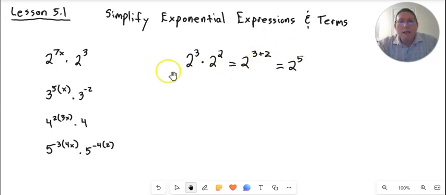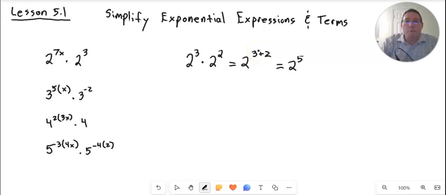So when we multiply 2 exponential terms that have the same base, then what we can do is we can actually take both of their exponents and we can just add them together. So 2 to the 3rd power times 2 to the 2nd power is the same thing as 2 to the 3 plus 2 power. And I can prove that to you.